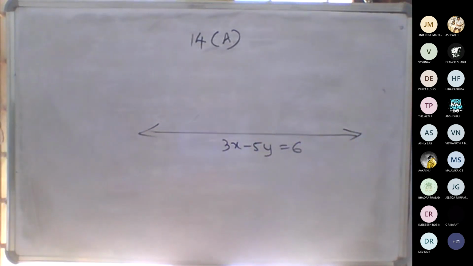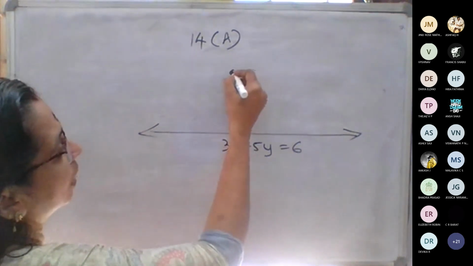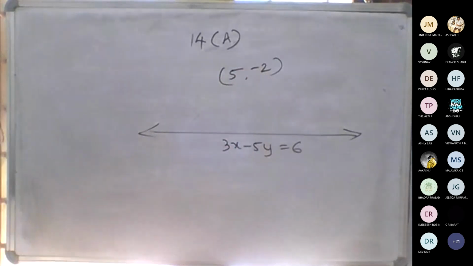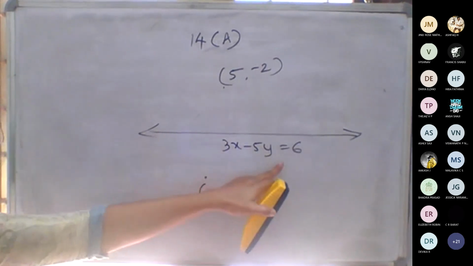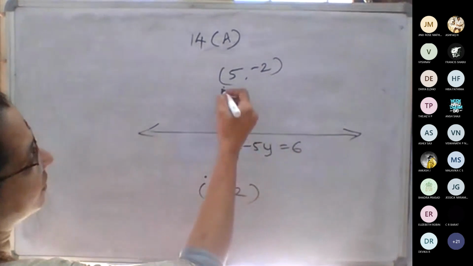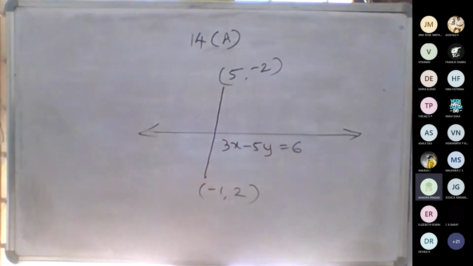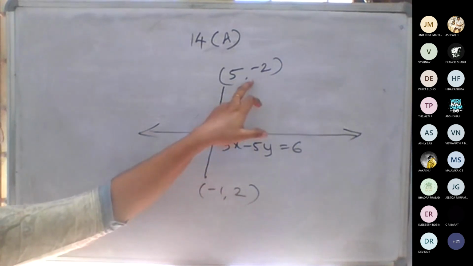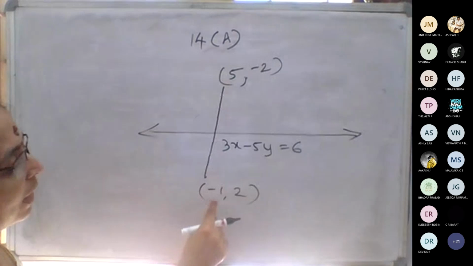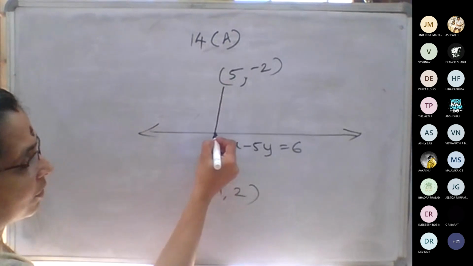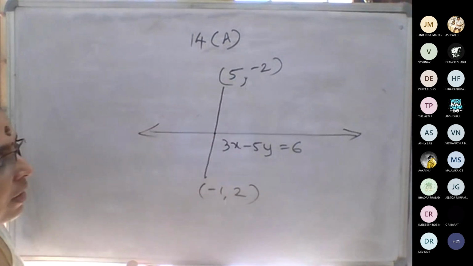bisect the join of which one? Another two points are there. Suppose this is (5, negative 2). Another point, which one? (negative 1, 2). Let it be this. Two points are there. Does the line 3x minus 5y bisect the join of which one? Can we find the midpoint, ma'am? Very good. So what do we have to find out? Bisect means midpoint, you know, equal. So which midpoint do we have to find out? The midpoint of (5, negative 2) and (negative 1, 2). So that point we will get where they are bisecting. That point we will get. Understood the difference?